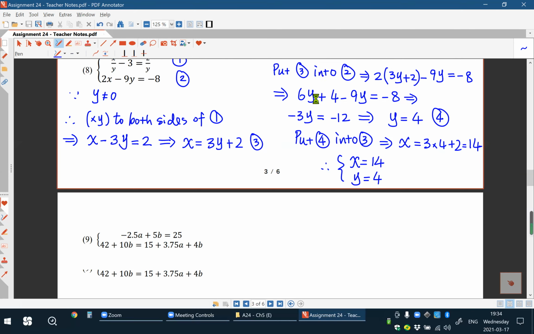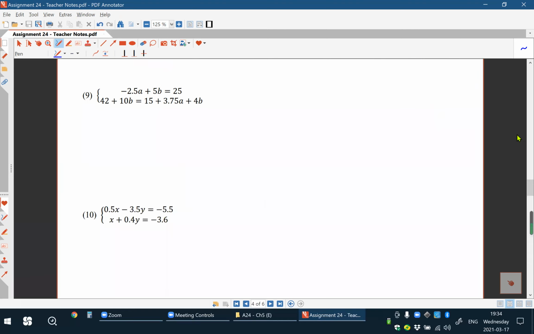No questions? All right, let's see number 9. Okay, note that the second equation is not the simplest one, right? So it's better to simplify the second equation first. And at the same time, if you don't like decimals here, you can convert the decimals to integer coefficients. So let's do this.